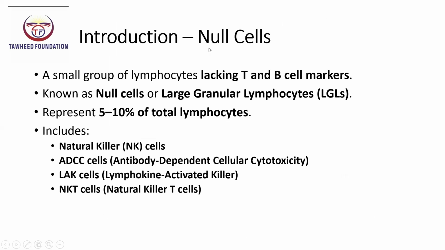Next is null cells. So, introduction to null cells. Null cells are a small subset of lymphocytes that lack classical T or B cell surface markers. They are also referred to as large granular lymphocytes, that is LGLs, and constitute about 5 to 10% of total circulating lymphocytes. Null cells include natural killer NK cells, ADCC cells, LAK cells, and NKT cells. ADCC is antibody dependent cellular cytotoxicity. LAK cells are lymphokine activated killer cells. NKT cells are natural killer T cells.